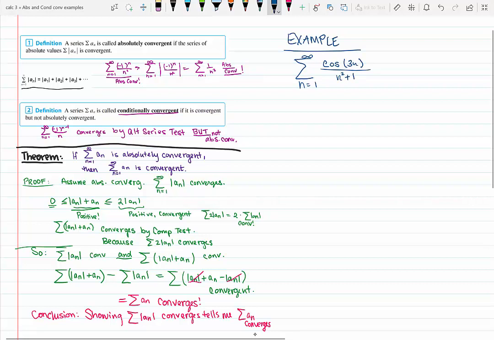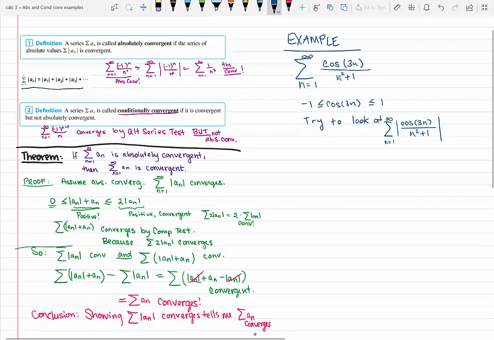Well, cosine of 3n is always bounded above by 1 and below by -1, but it takes on all sorts of values in between. So I'm not going to have a lot of luck trying to use other series, because that numerator keeps oscillating. What I can do is try to find out if it's absolutely convergent. Instead, I'm going to look at the sum of the absolute value of cosine of 3n over n squared plus 1, from 1 to infinity.